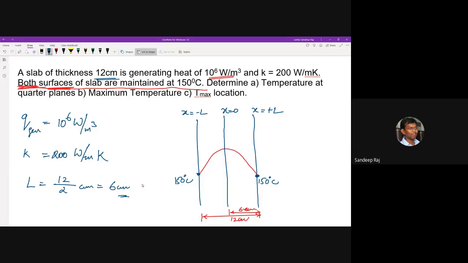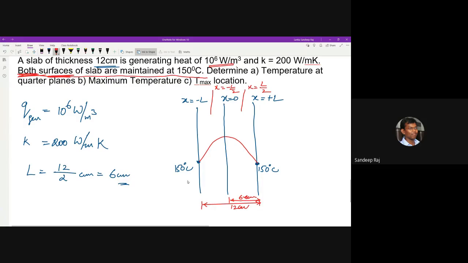Once you are clear with these things, you can find whatever he is asking in the question. What he is asking is the temperature at the quarter planes. Means here you have to find out, here and here. That is x is equal to minus L by 2, x is equal to L by 2, and x is equal to 0 also you have to find. I think these three things you have to find out.